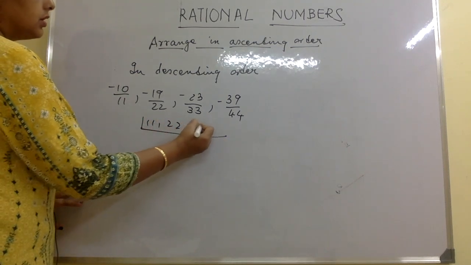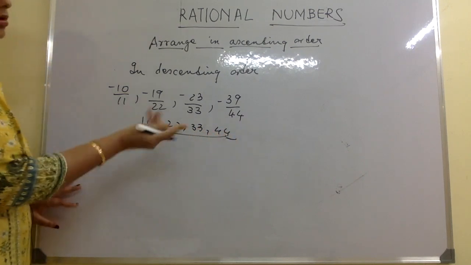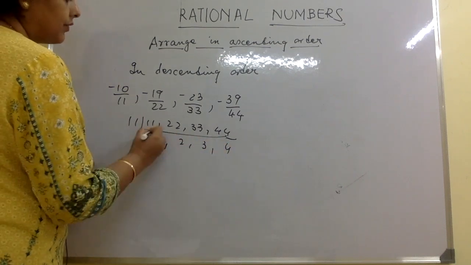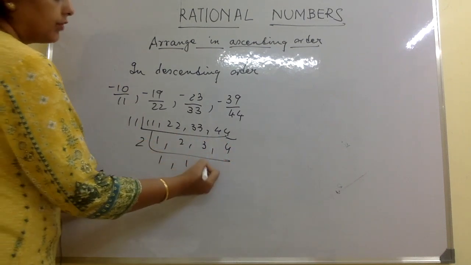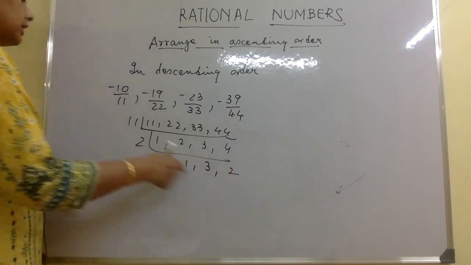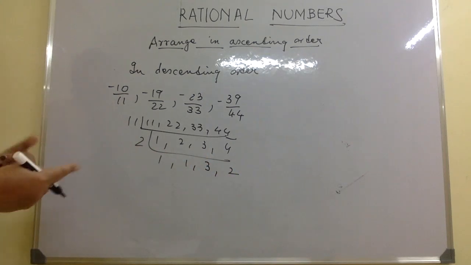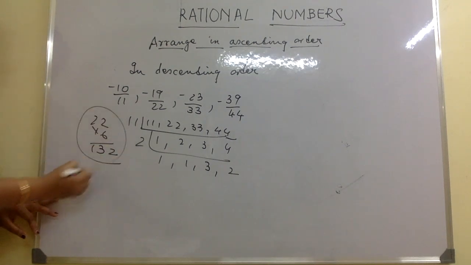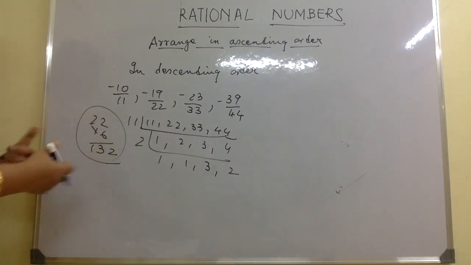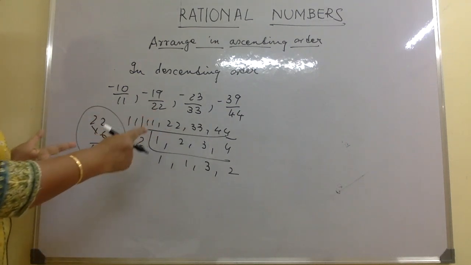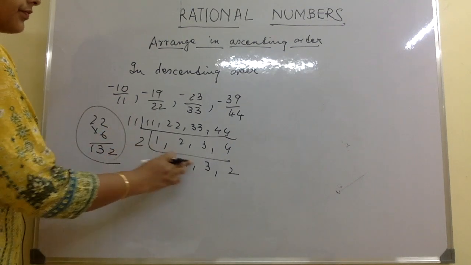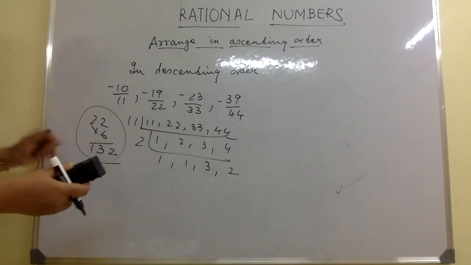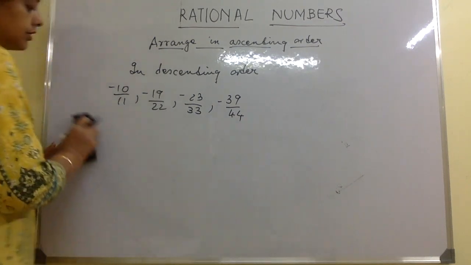11, 22, 33, 44. They all don't go by 2, but they all go by 11. 1, 2, 3 and 4, and with a 2, 1, 3 and a 2. So I have 6 into this, 22. 22 into 6, 6 2s are 12, 132. 132 is my LCM, which is 11 into how much, that also I should know. 11 into 12 is 132.